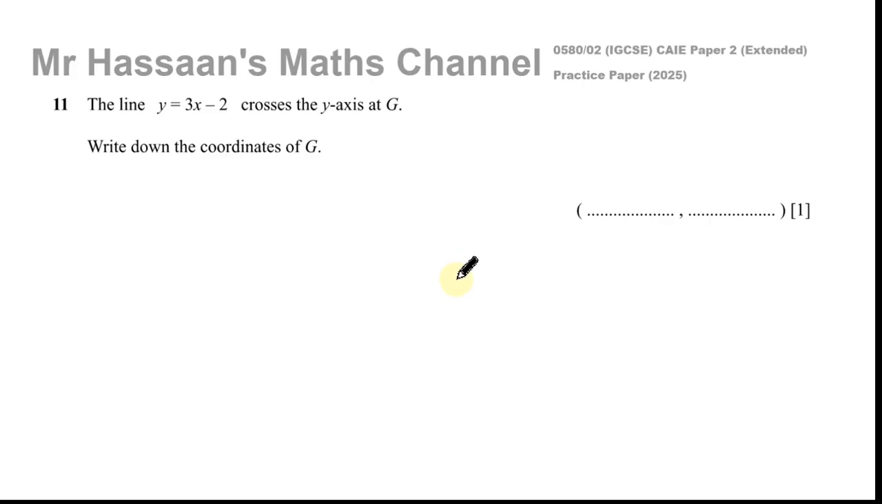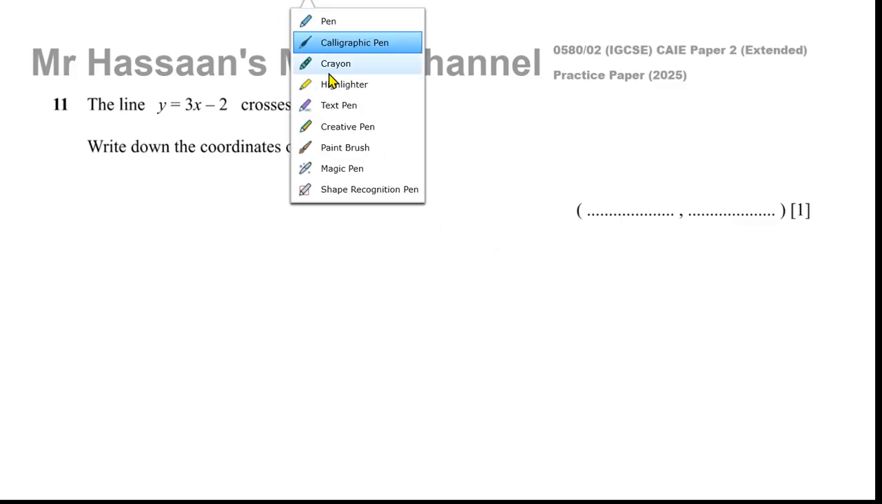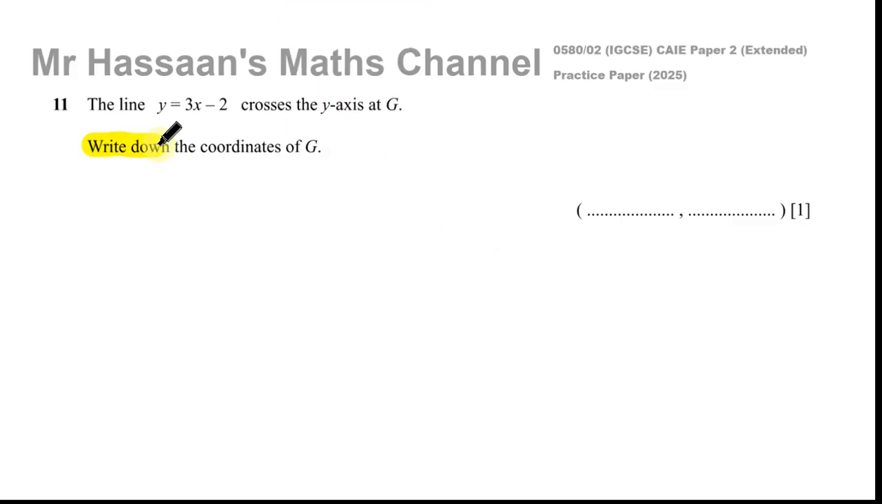The line y equals 3x minus 2 crosses the y-axis at G. Write down the coordinates of G. So the instruction "write down" implies that there's no calculation needed, and you can look at the question and write down the answer directly from it. And that's because this is in a particular form of y equals mx plus c.